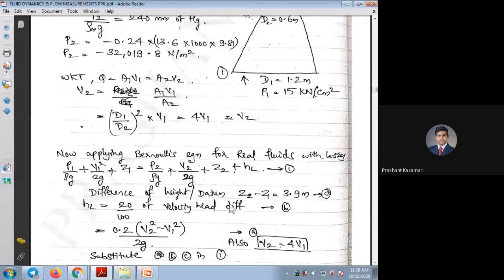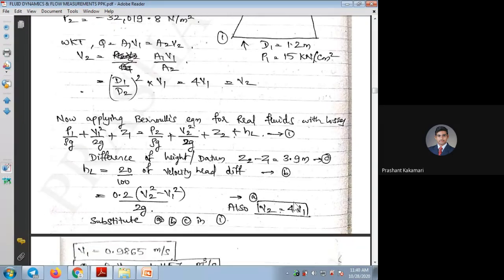So difference of height or datum, Z2 minus Z1, as I told, it is 3.9 meters. Height of the pipe itself is 3.9 meters. So Z2 minus Z1 is known. Then velocity head difference. Okay, velocity head difference, if you see, V2 square by 2g minus V1 square by 2g. If you take 20%, the 20% is 0.2.